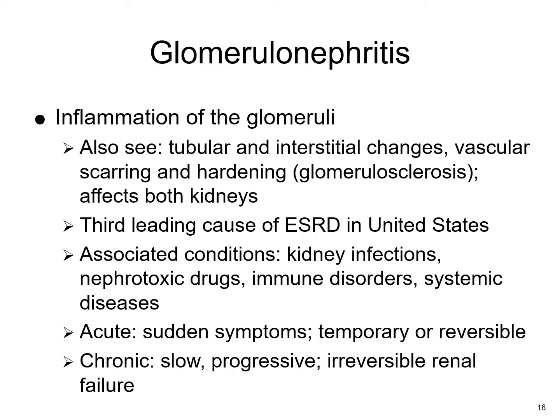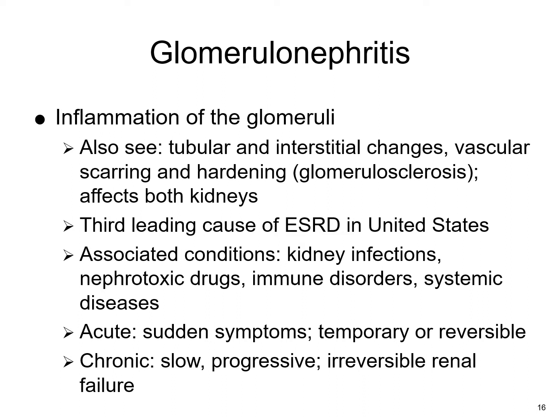All right, so now we're talking about glomerulonephritis, which is inflammation of the glomeruli. With this condition, you're also seeing tubular and interstitial changes, vascular scarring and hardening. So that's glomerulosclerosis, which can affect both kidneys. So it's the third leading cause of end-stage renal disease in the United States. And glomerulonephritis is associated with other kidney infections, nephrotoxic drugs, immune disorders, systemic diseases, etc.